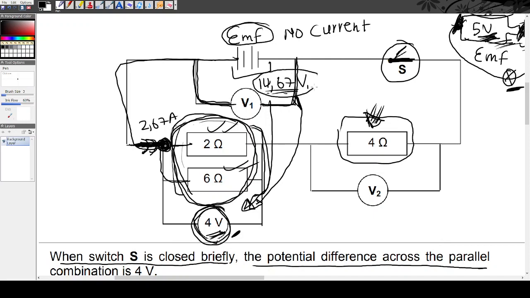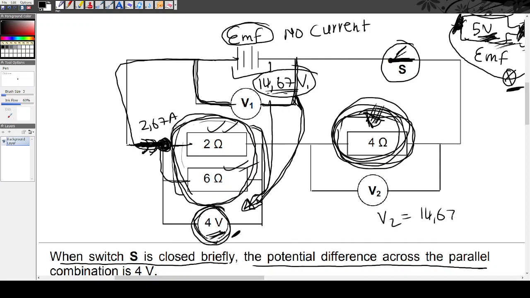If the total voltage is 14,67 and we use 4 volts for these two, then the remaining is for this 4 ohm resistor. Hope it makes sense. So if we want to find the reading in V2, V2 should be 14,67 minus the 4 volts, which is 10,67 volts. You see, that's simple. It's logic. It makes sense.